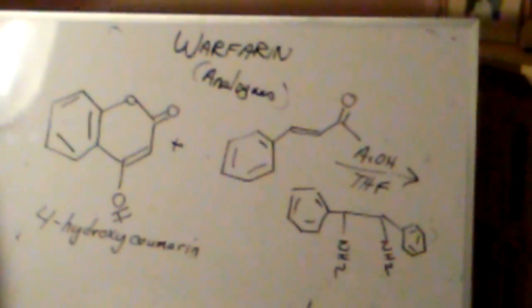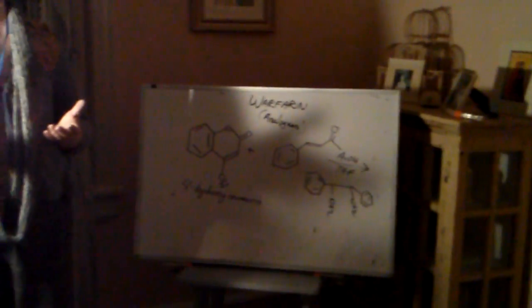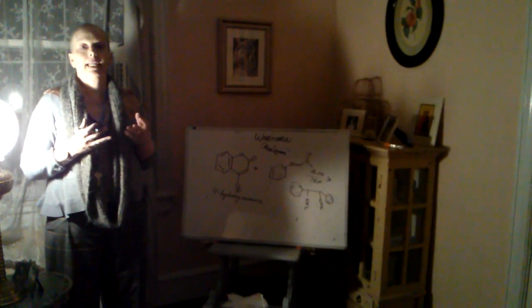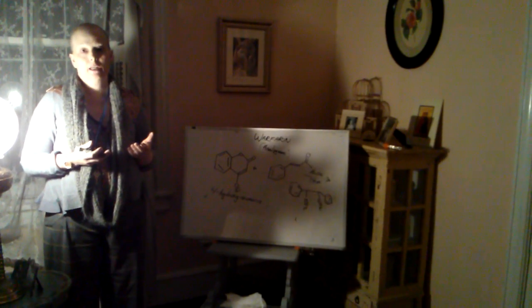Okay? All right, warfarin is, or at least was, one of the most commonly used anticoagulants in medicine, and people still use warfarin. What is it used for? It's used for people who get blood clots or to prevent blood clots, okay? Basically, warfarin is an inhibitor of an enzyme called vitamin K reductase.